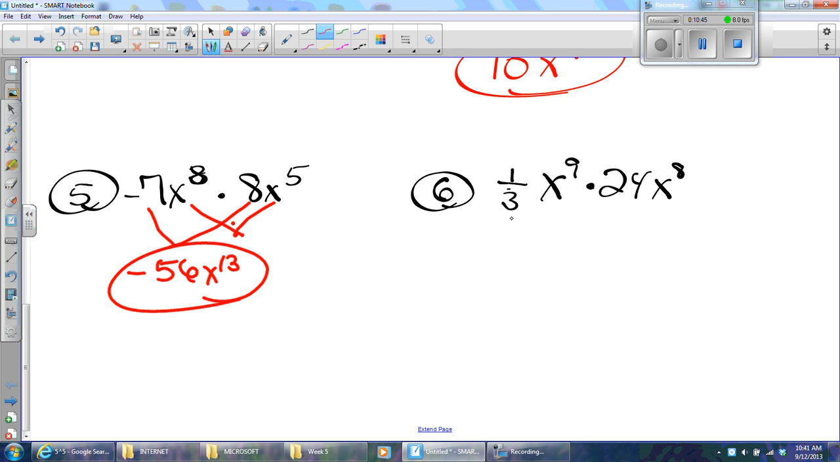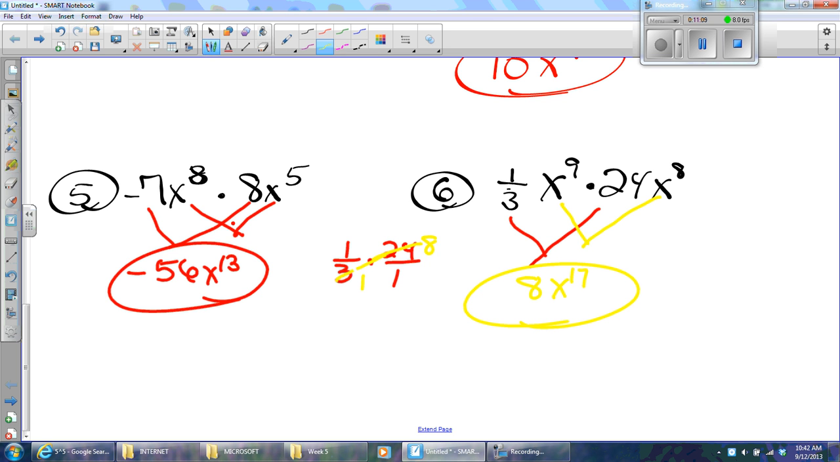All right, number 6, 1/3 times 24. Well, you could think about it this way. You guys have been doing so well with your fractions. You see a fraction that'll simplify? I do. That would turn into 8 over 1. So 1/3 times 24 must be 8. Now my bases are the same here, and so I can add, x to the 17th. And that's it. It's that simple, ladies and gentlemen.